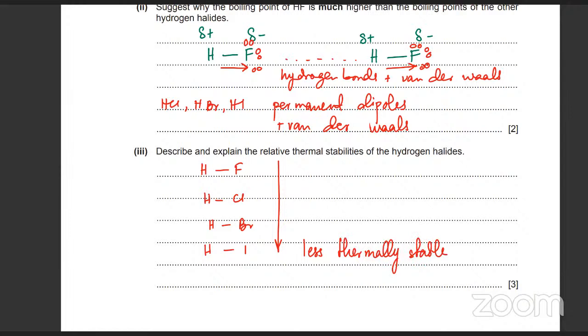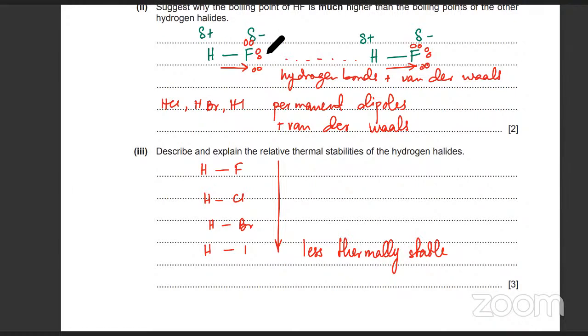So the bottom one is going to be less thermally stable. The reason there's no hydrogen bonding over here, in HCl, HBr, HI, is that they're not electronegative enough. Down the group, the electronegativity of Cl, Br and I decreases. So it's not that polar a molecule.